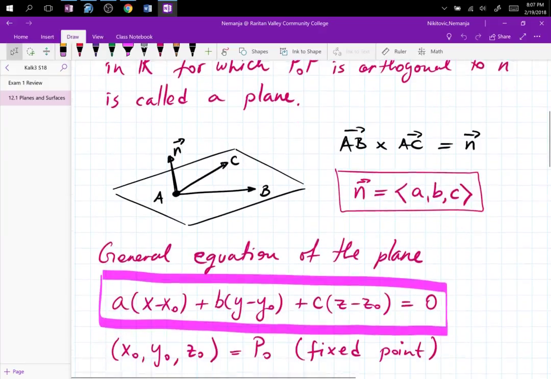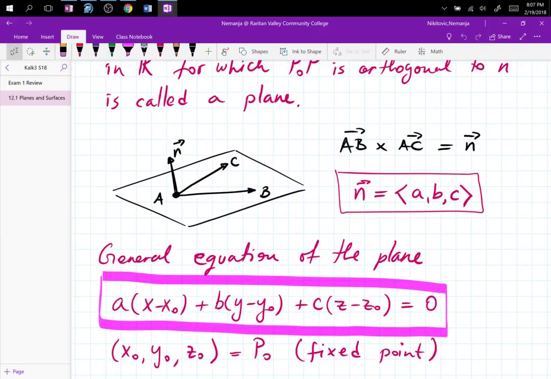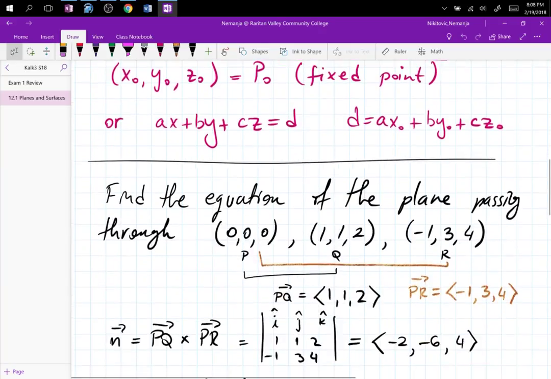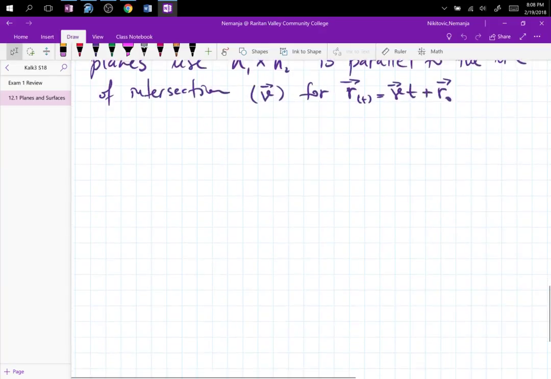And then we know that we can stretch vectors between those 3 points. You can cross those to get vector n. And then we can finally write the equation for the plane. And then do some examples.